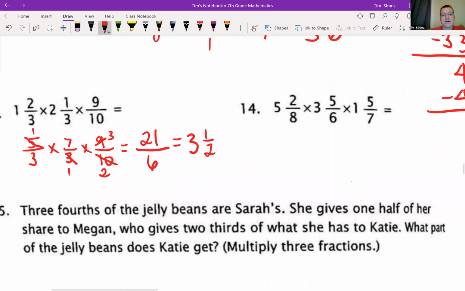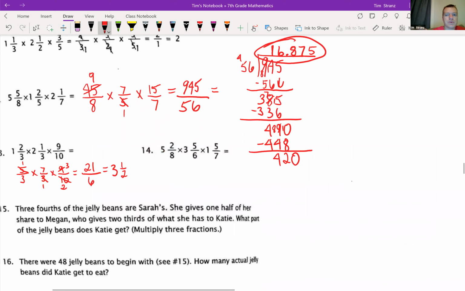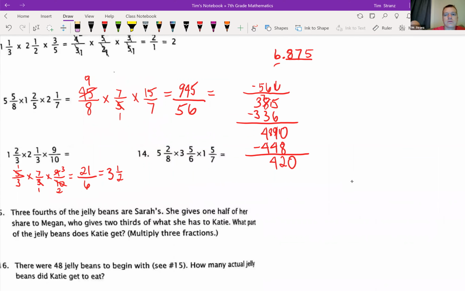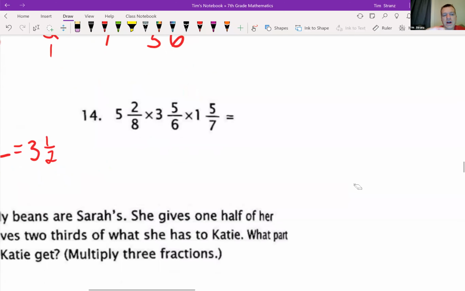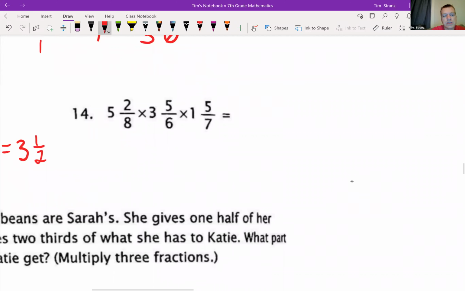Okay, number 14, I'm actually going to erase my work from this one up here. Okay, number 14, again, I'm going to make them improper fractions. So 5 times 8 plus 2, that's going to be 42 over 8 times 18 and 5 is 23 over 6. And then 7 and 5 is 12 over 7.